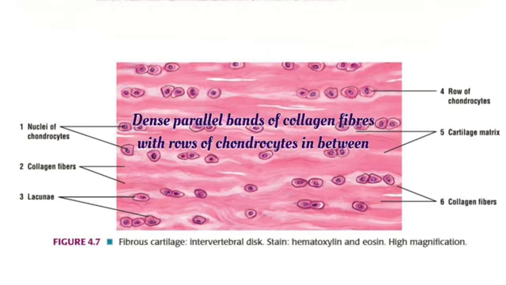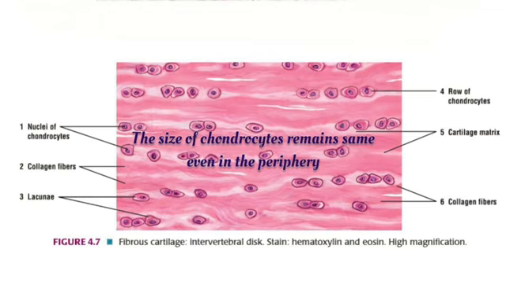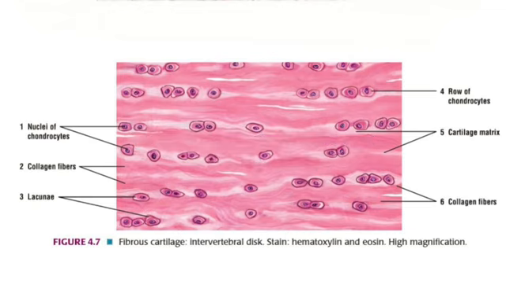Dense, parallel bands of collagen fibers are seen with rows of small chondrocytes in the lacunae. The collagen fibers may be so dense that you will hardly decipher the matrix. The size of the chondrocytes remains the same even in the periphery.